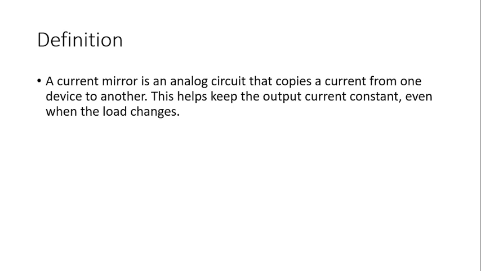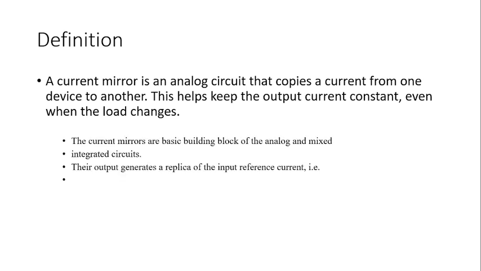What is a current mirror? A current mirror is an analog circuit that copies the current from one device to another. This helps to keep the output current constant even when the load changes. The current mirror is a basic building block for analog IC design. The output generates a replica of the input reference current.